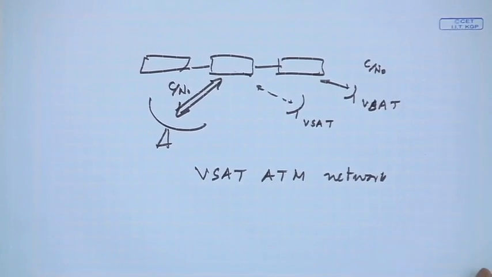So, with this, for the timing we close today's lecture, and we will see what are the other effects that happen over the total C by N naught because of reasons like interference.